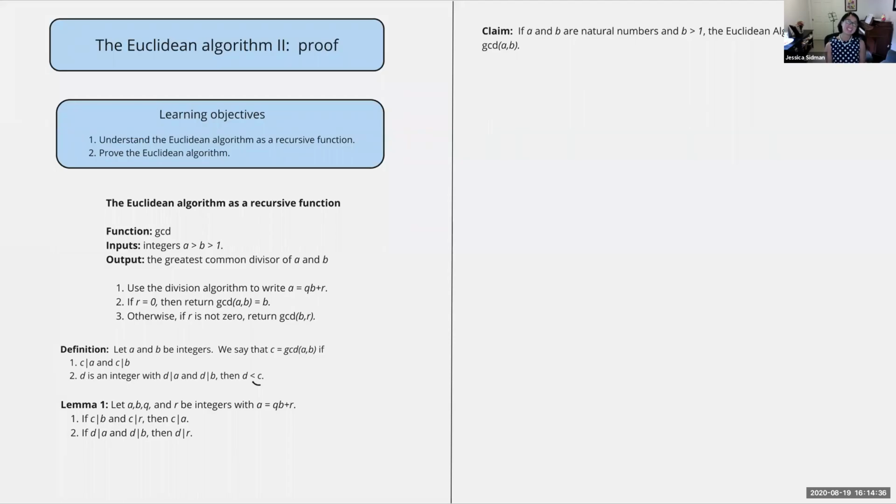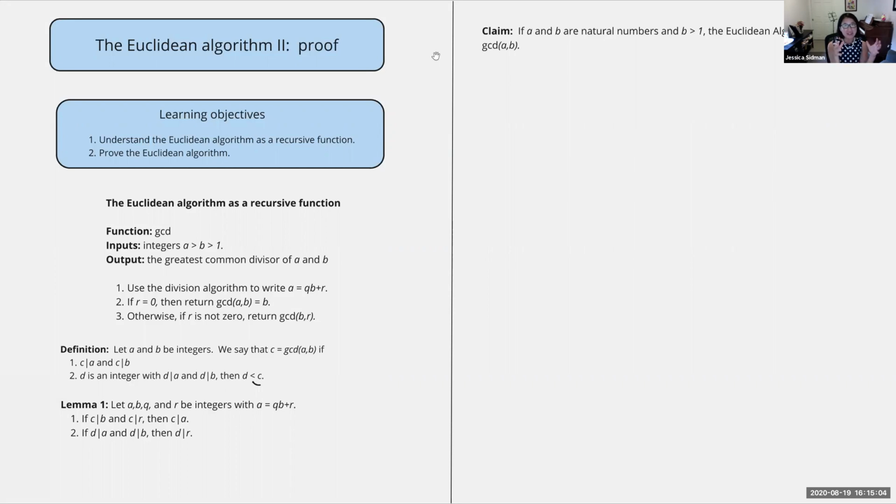Okay, in this video, I want to talk more about the Euclidean algorithm and to actually prove that it's correct. So the two learning objectives: I'm going to recast the Euclidean algorithm as a recursive function explicitly, and I want you to sort of understand how that might work, if you're seeing recursive functions in computer science. And then I want to prove the correctness of the Euclidean algorithm, okay?